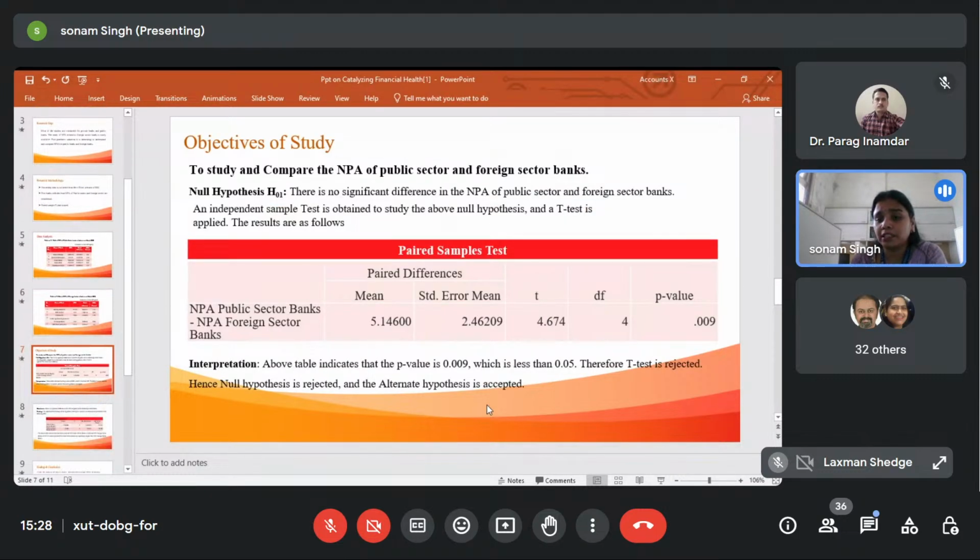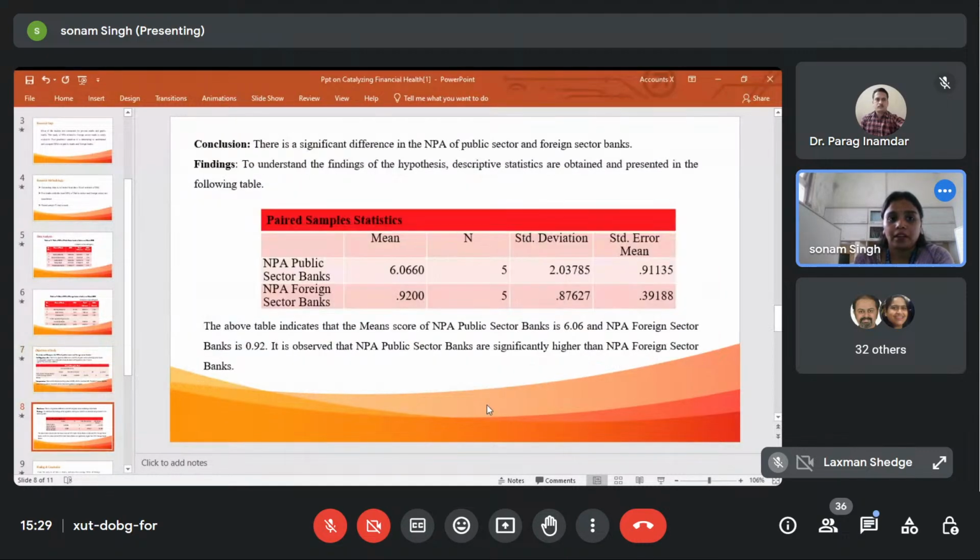The objective of my study, as I discussed, is to study and compare the NPA of public sector and foreign sector banks. With the help of the paired sample test, the p-value is 0.009, which is less than 0.05. That's why the null hypothesis has been rejected and the alternate hypothesis is accepted. The conclusion: there is a significant difference in the NPA of public sector and foreign sector banks.